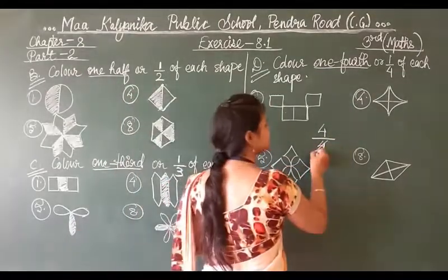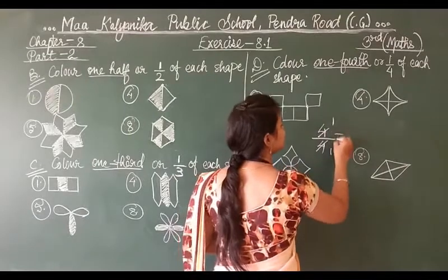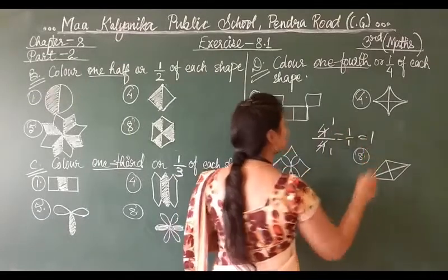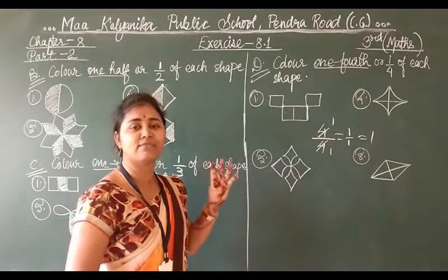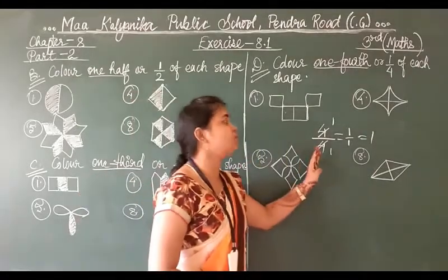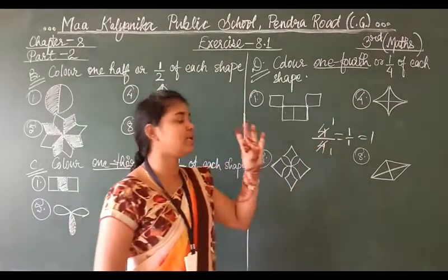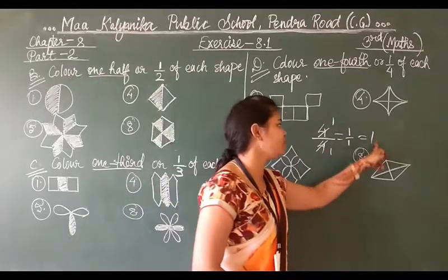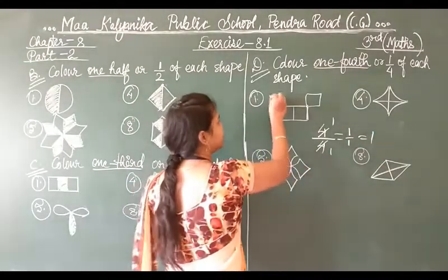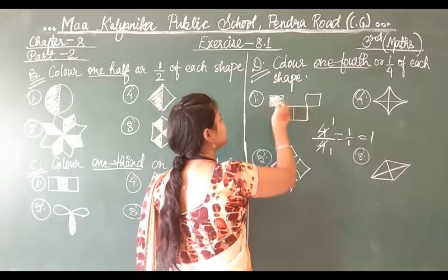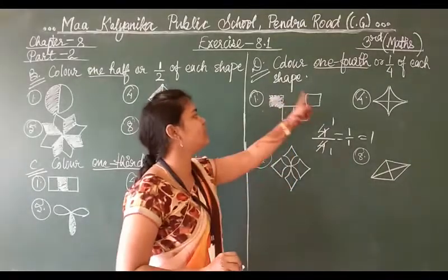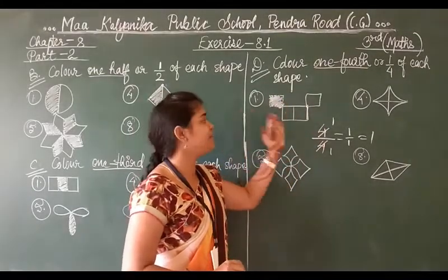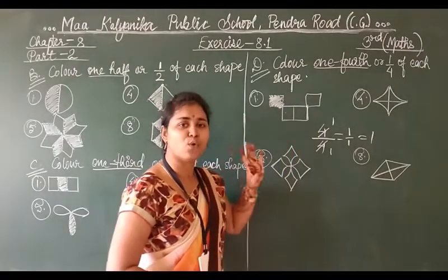So simply, students, 4 ones are 4. So 1 by 1 is equal to 1. So if 4 parts are given of any shape and we want 1/4 of it, we will color only one part. 1 is the answer. So you can color any one. So this shaded part is called the 1/4 of the complete portion that has 4 parts.